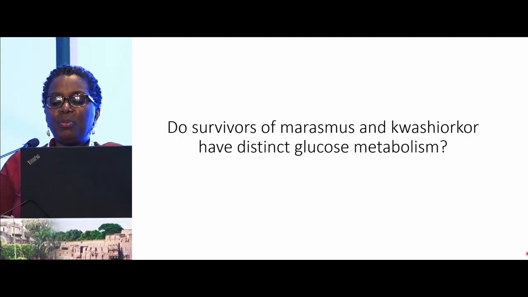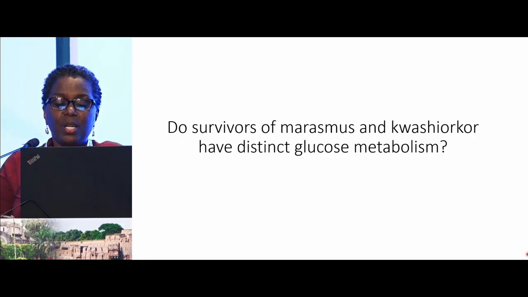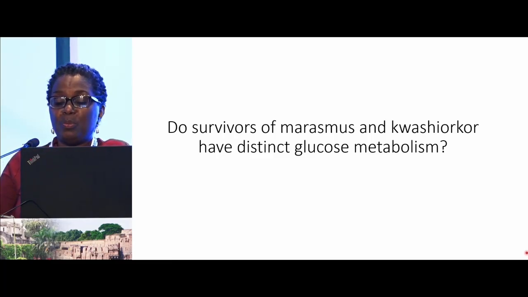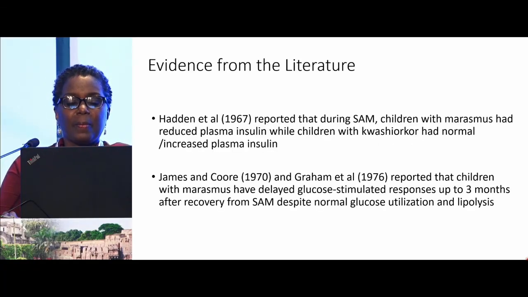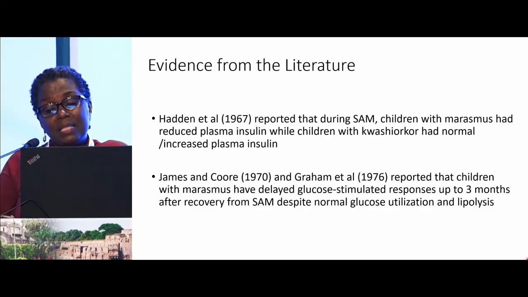Now, given the reported differences in the intermediary metabolism of children with marasmus and kwashiorkor that I mentioned earlier, we also asked the question whether survivors of marasmus and kwashiorkor could have distinct glucose metabolism after the episode of SAM. Again, reports from the literature are limited. Indeed, we managed to find a few.